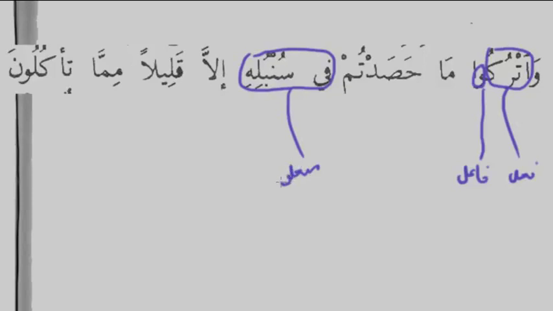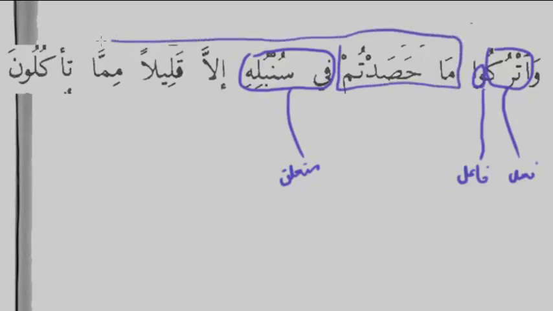What is being left in the covering? Ma hasadtum is being left, and ma hasadtum obviously is referring to the grains, or to the wheat. So leave the wheat in its stock, except the small amount of wheat which you will be eating. Okay, so that's muta'alliq.